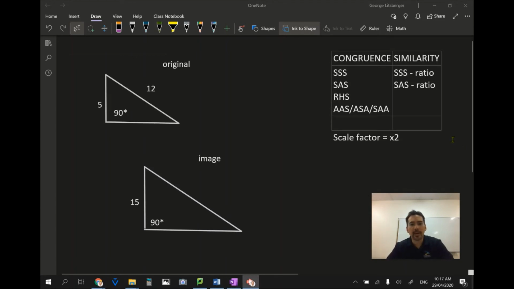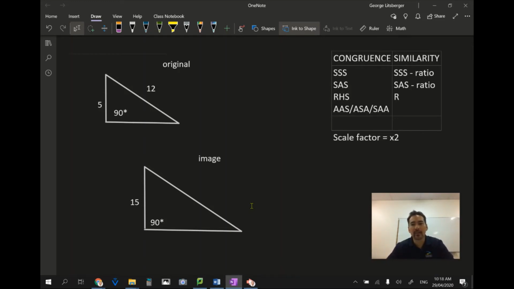With the RHS rule, okay, we need a right angle. In this example here, I have a 90 degrees, and down here I have matching 90 degrees, which is good. So we satisfy the R in this case. Then we need the hypotenuse in the same ratio. So up here I have 12, and over here I would need the hypotenuse to be in the same ratio.